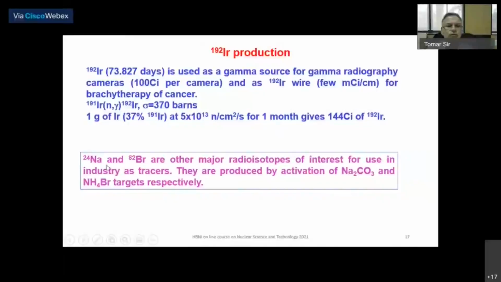Similarly, sodium-24 and bromine-82 are major isotopes of interest for use in industry as tracers. They are produced by activation of sodium carbonate and ammonium bromide targets respectively in the reactors.